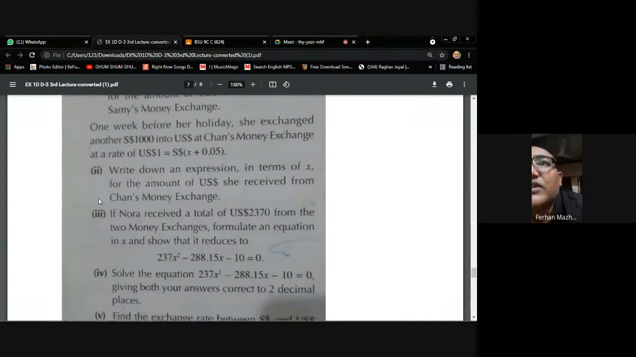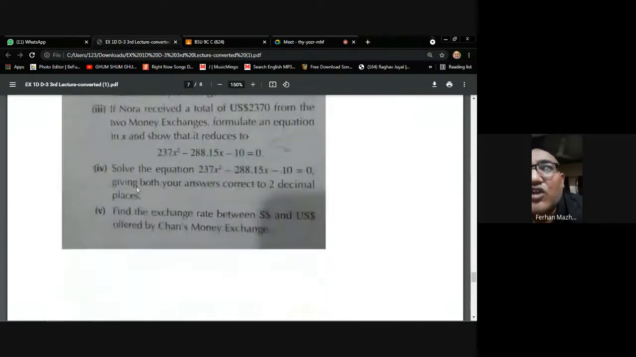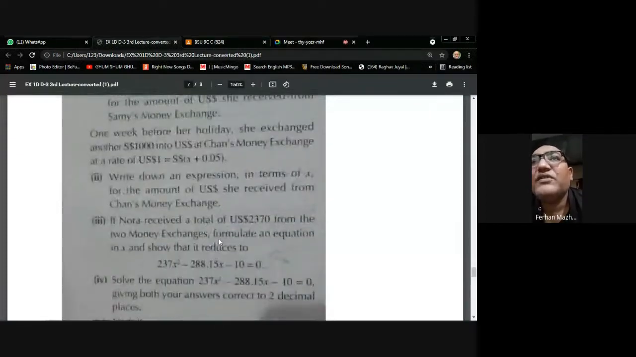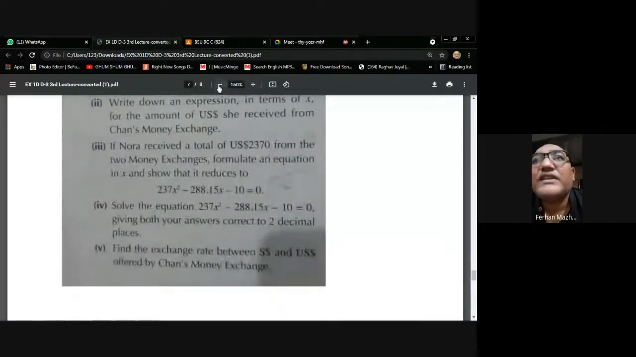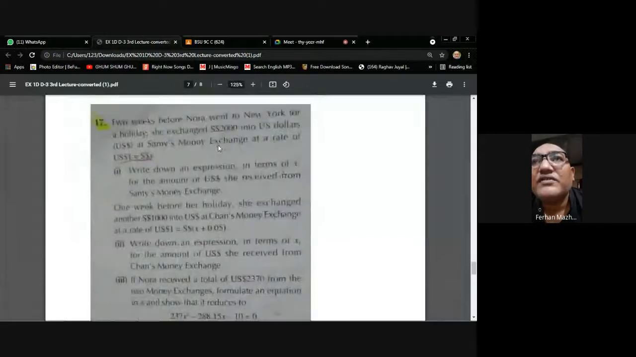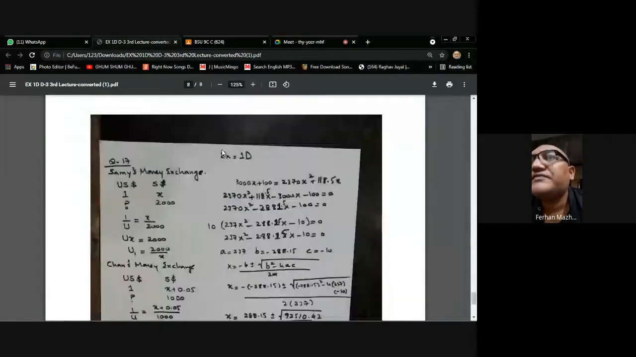So we have this equation. Solve this equation, giving both of your answers correct to two decimal places, and then find the exchange rate between Singapore dollar and US dollar offered by Chan's money exchange. So it's a very simple question about money exchange. Let me show you how we do this.